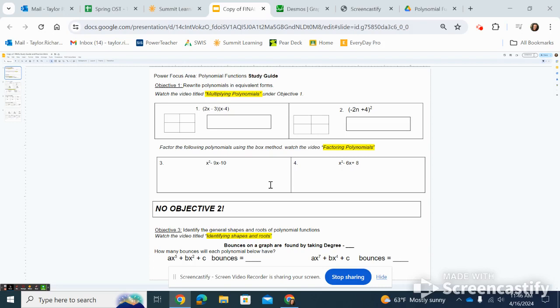Hi everyone. This is the video called Factoring Polynomials under Objective 1. So we're looking at problems 3 and 4 right here, and I'm going to show you a pretty quick and easy way to factor these equations.